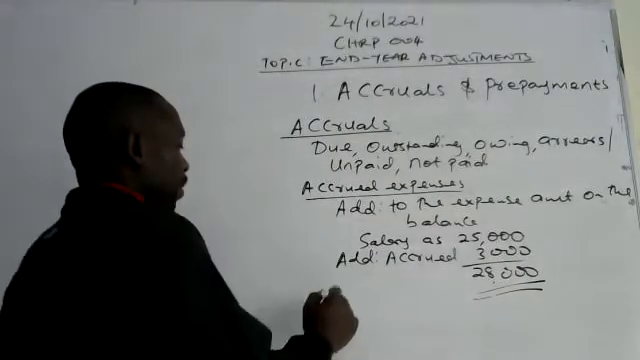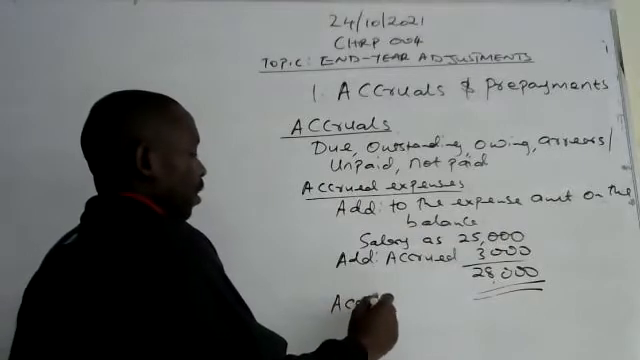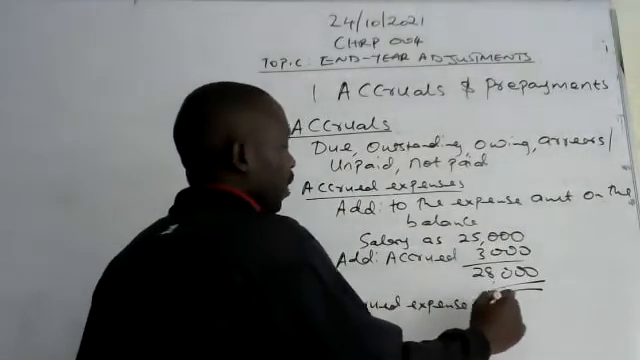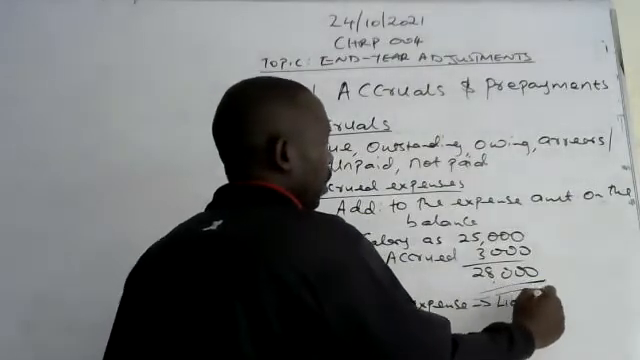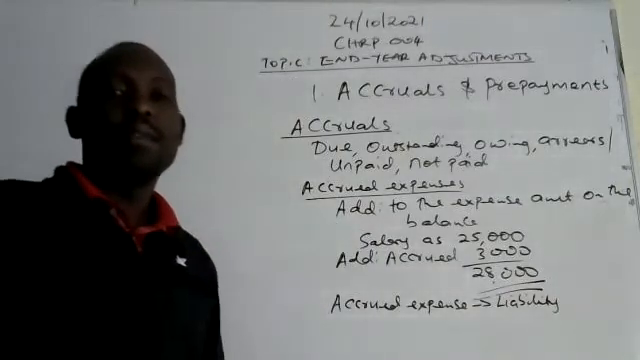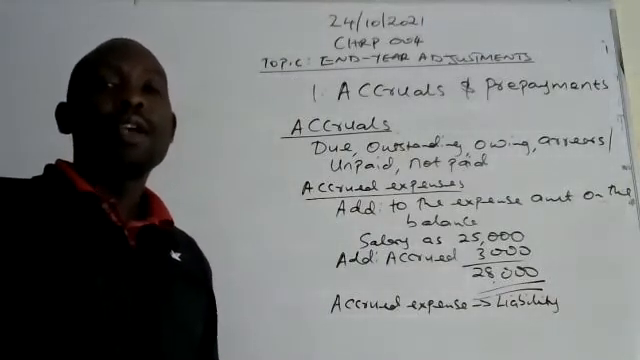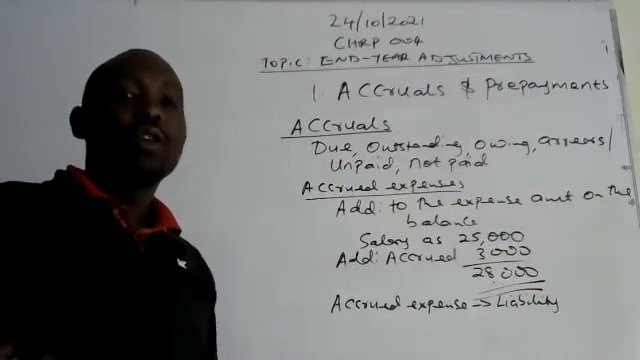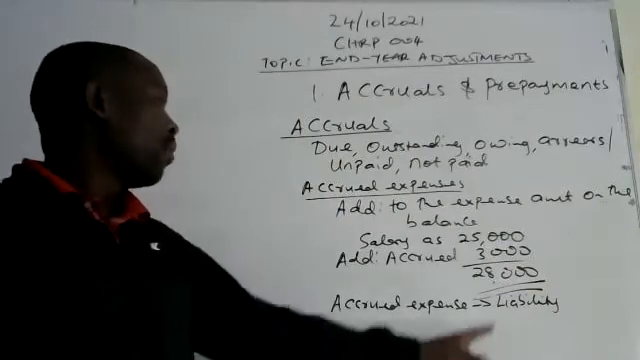The accrued expense is considered as a liability. It is actually a liability, or a current liability to be specific. Remember, a liability is anything that we owe an outsider or somebody who is not part of the business. So it becomes a liability.